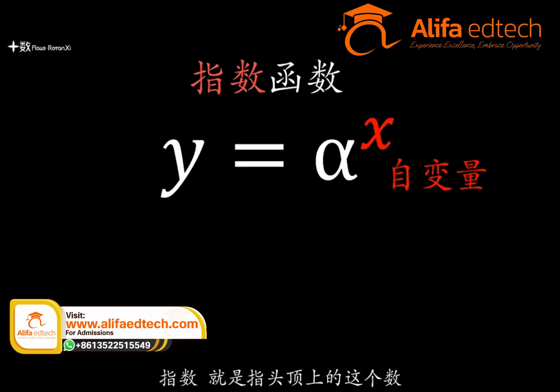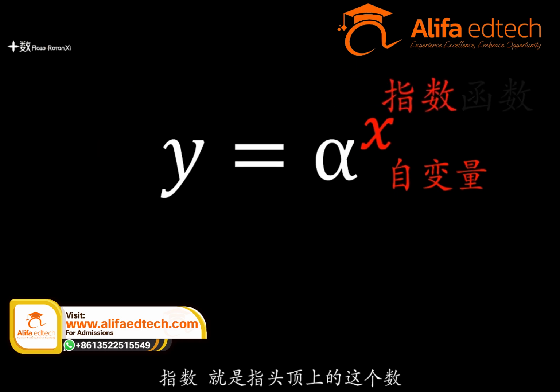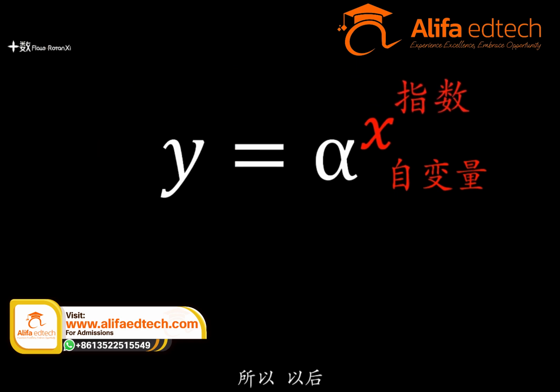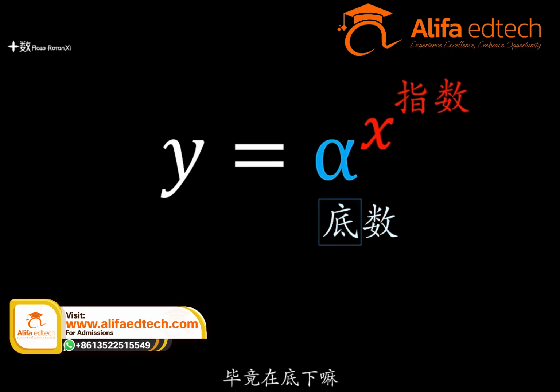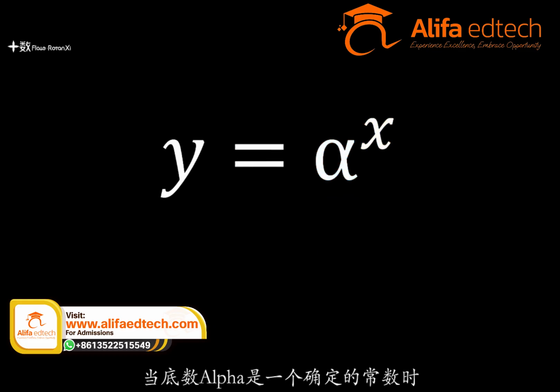This relates to how the function is named. The exponent refers to the number at the top. So when we're confused between power and exponential functions and can't tell them apart, just remember, exponential functions have the variable in the exponent position. So the top number is the exponent and the bottom number is called the base, right? Since it's at the bottom.